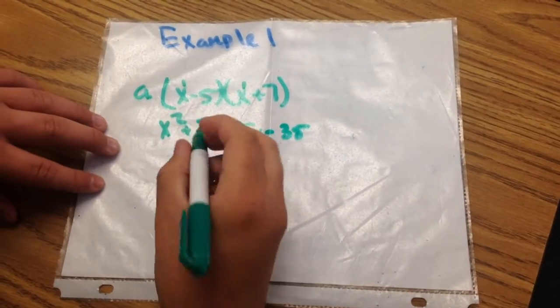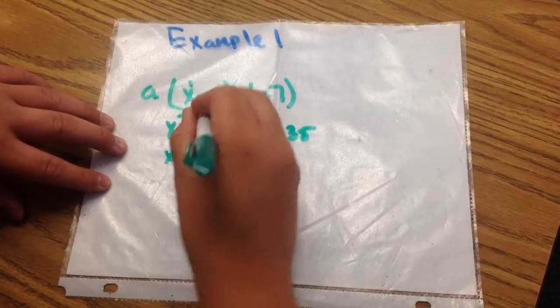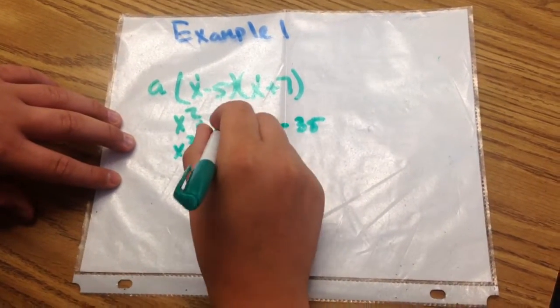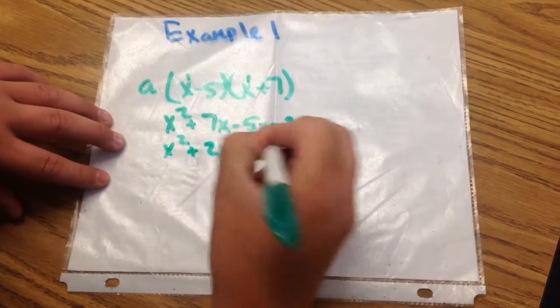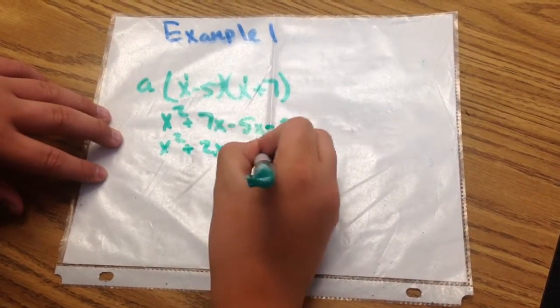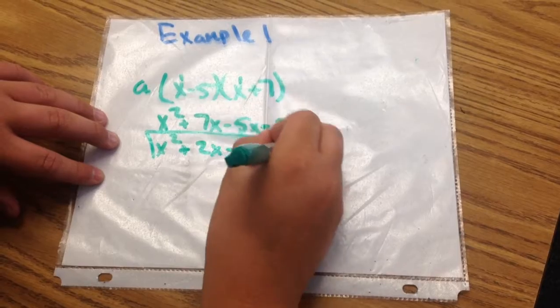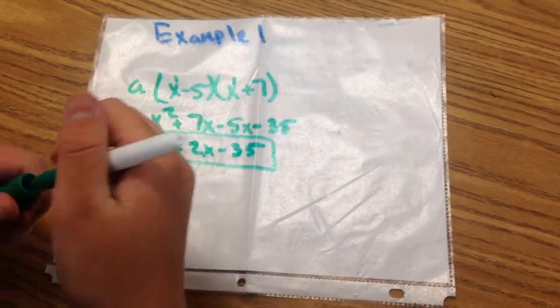Next, you're going to combine like terms here, so bring down the x squared. And now these two are like terms, and it's going to be 7x minus 5x, which equals 2x. And then bring down the negative 35. So your FOIL method worked for the right answer.